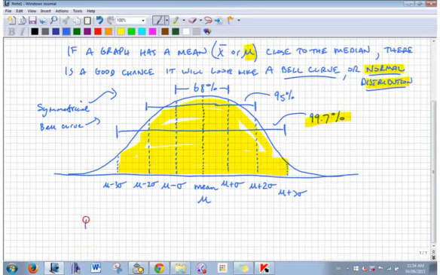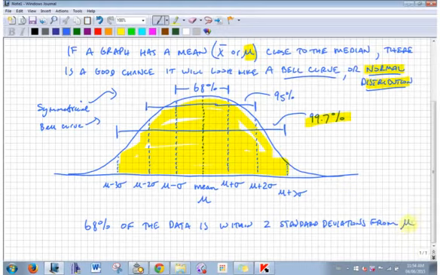So, I said it, let's write it. 68% of the data is within 1 standard deviation from mu.